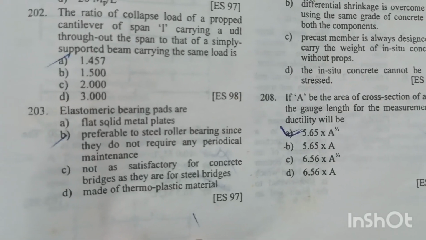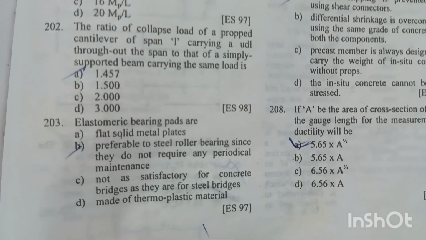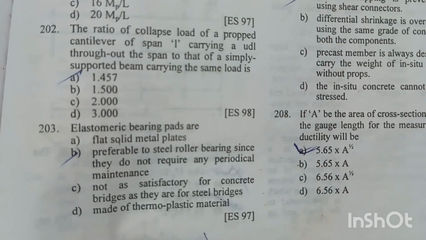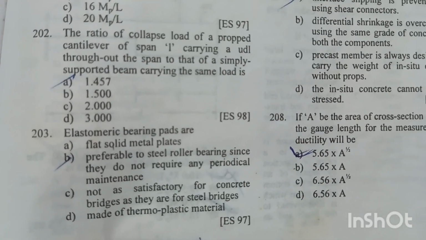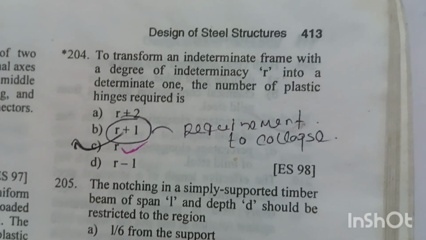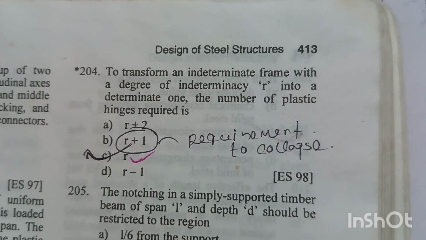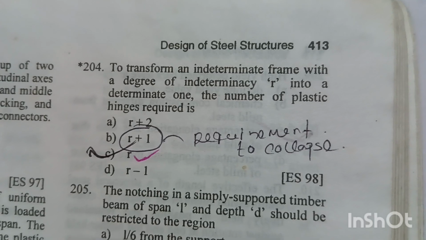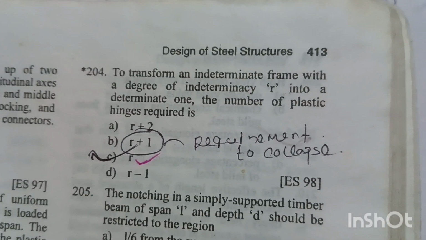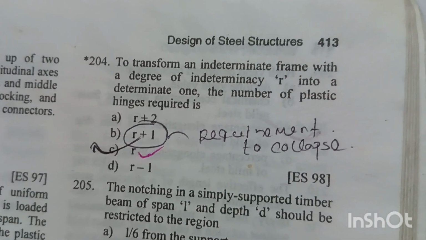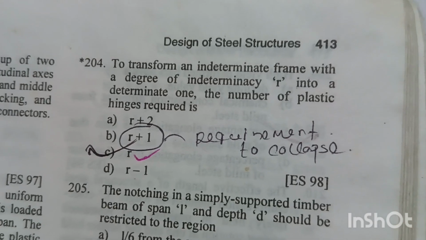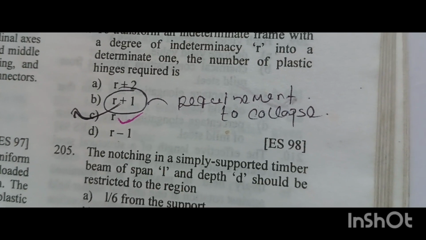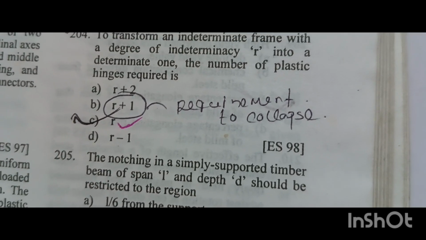Question number 203. The elastomeric bearing pads are favorable to the steel roller bearings since they do not require any periodical maintenance. Option B is the right answer. Question number 204. To transform an indeterminate frame with a degree of indeterminacy R into a determinate one, the number of plastic hinges required is R, where R is the degree of indeterminacy, and the number of plastic hinges required for collapse is R plus 1. Option C is the right answer.